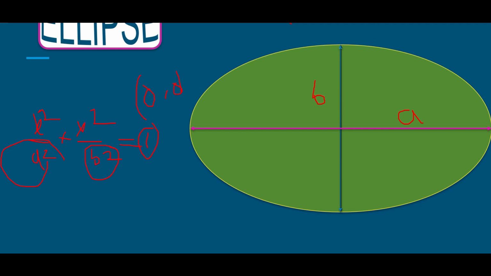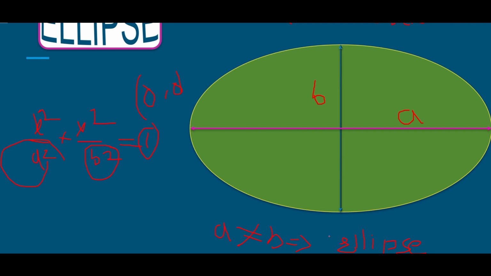If a is equal to b, what does it indicate? It is a circle. If the major axis is equal to the minor axis, then it is called a circle. If the major axis A is not equal to B, then only it is called an ellipse. If both are equal, we consider it a circle. If A and B are not equal, then we say it is an ellipse.